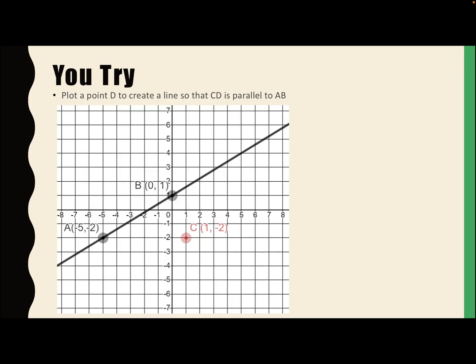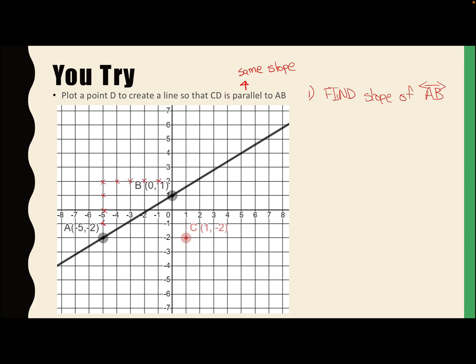All right, so the last two things that you might see are, so we have this line AB, and we need to plot a point D to create a line so that the line CD is parallel to AB. So parallel lines, that's going to mean same slope. And so we just want to find the slope of line AB first. So find the slope of AB. So when we do that, we're going to get 1, 2, 3, 4, and 1, 2, 3, 4.